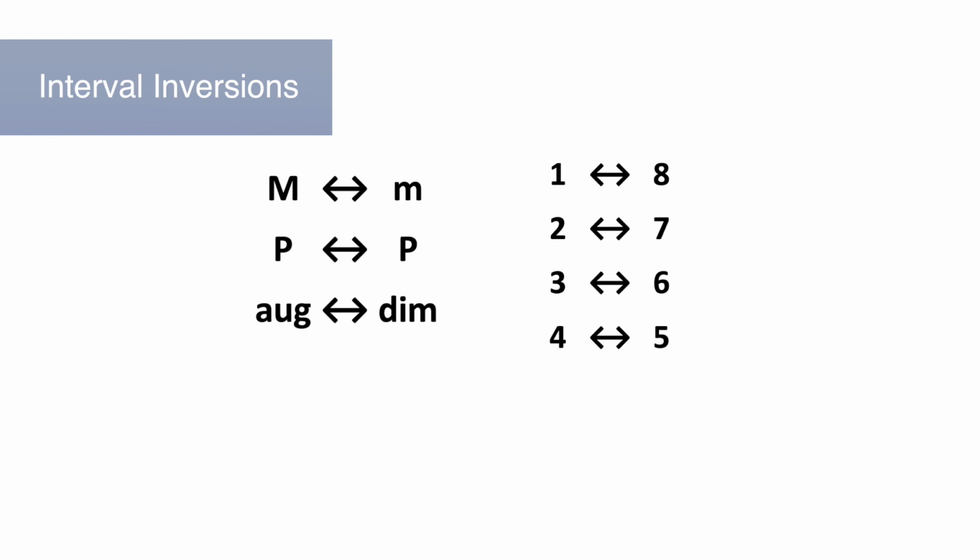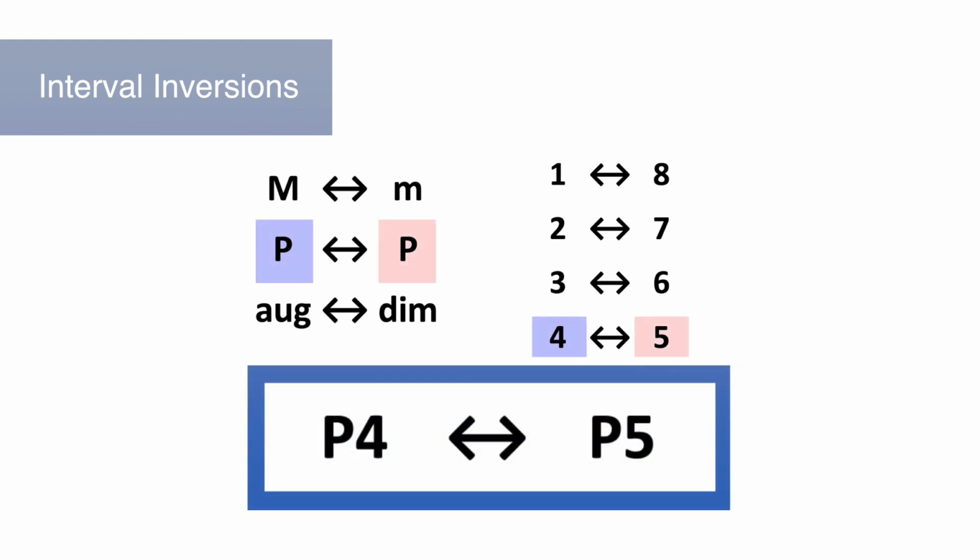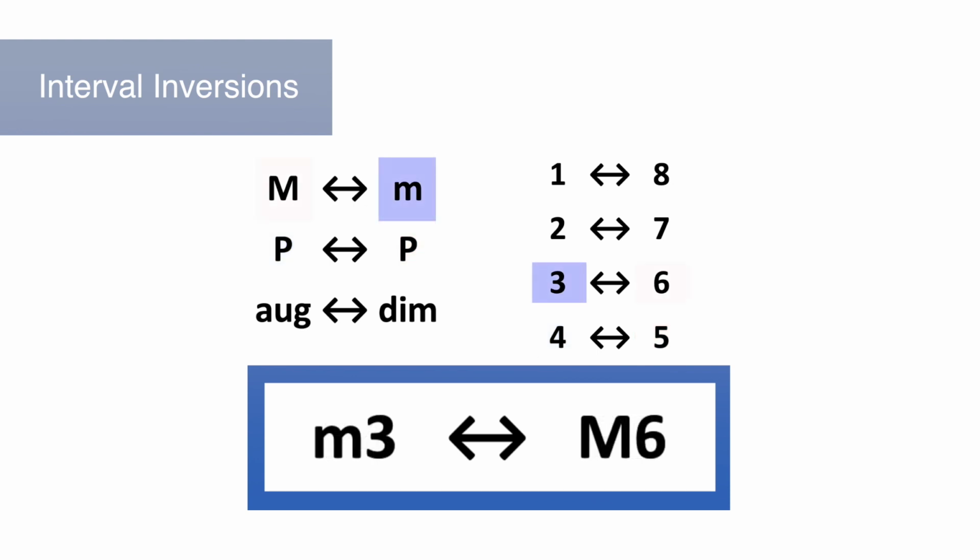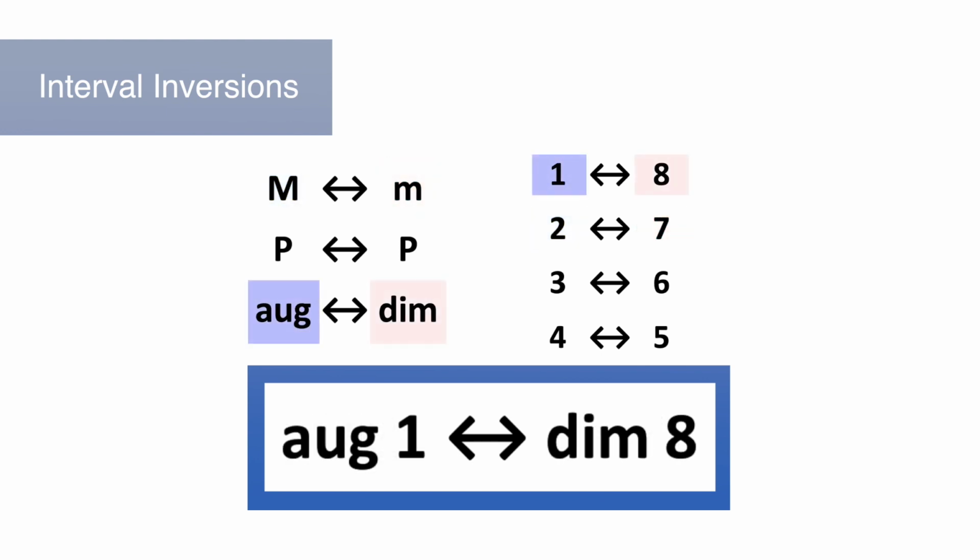as we saw before, how a perfect fourth inverts with a perfect fifth, and how a minor third inverts with a major sixth. We can also surmise plenty of other examples, including how a major second will invert with a minor seventh, and how an augmented unison will invert with a diminished octave.